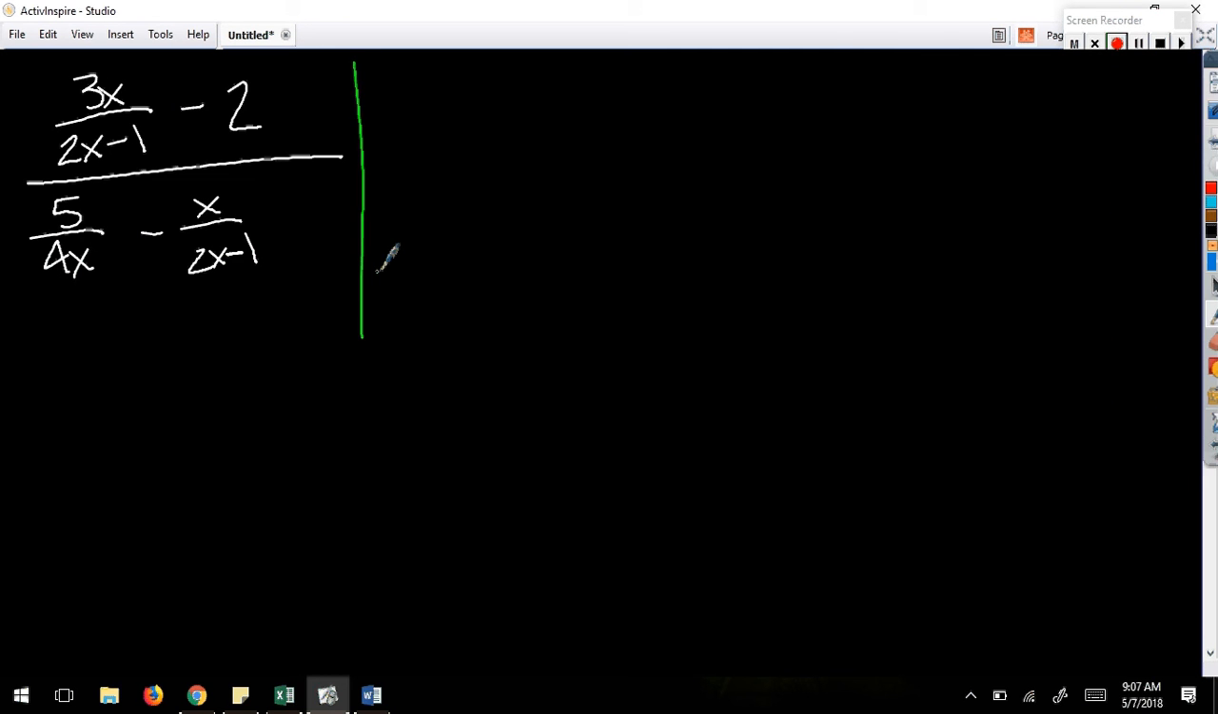Let's do top first. So I have 3x over 2x minus 1. And I'm going to put that 2 over 1 since it's just a whole number. So this is an easy fix here, finding the LCD, because the bottom of the second one is 1. So what's the LCD here? 2x minus 1. So the first fraction's good. The second fraction needs 2x minus 1.